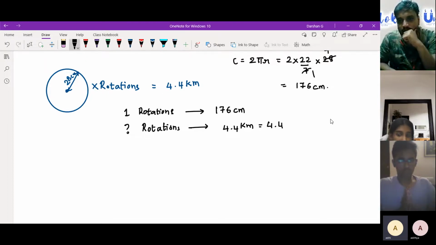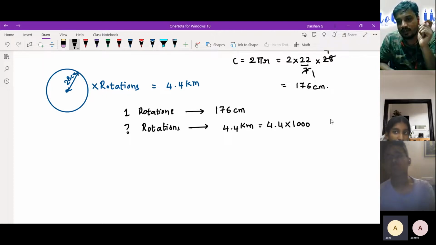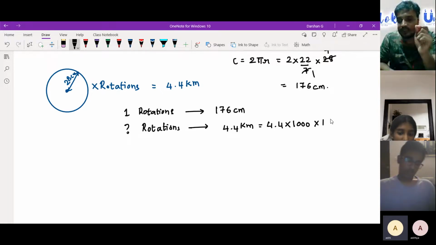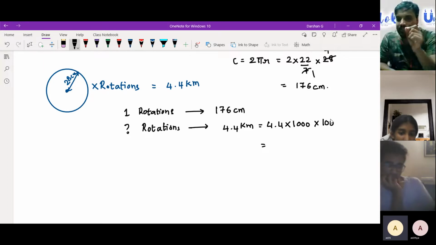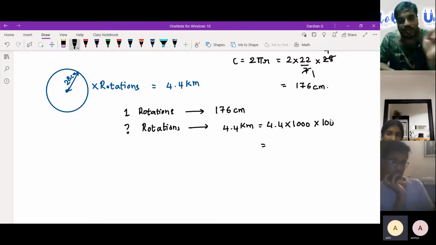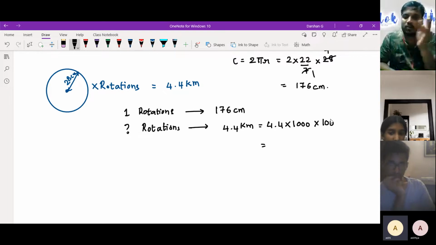Yeah, that's the better way. So it is 4.4 kilometers. I'm converting into meters. 1 kilometer is how many meters? 1000 meters. And 1 meter is equal to 100 centimeters, and that is why you multiply by 100. So it is 4.4 into 1000 into 100. As Shruti was saying, it is 1 followed by 5 zeros.